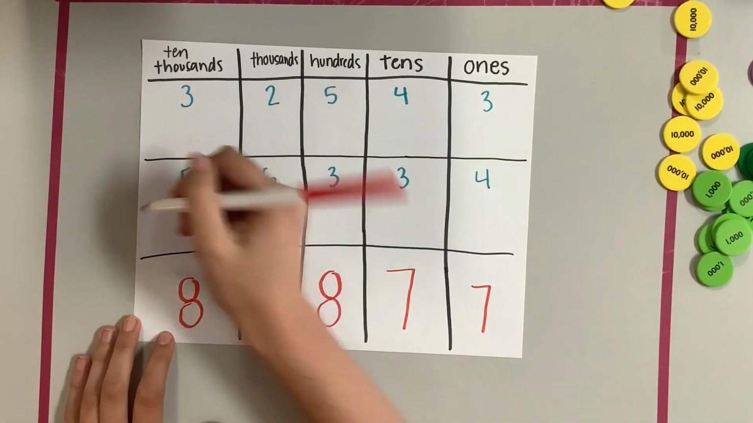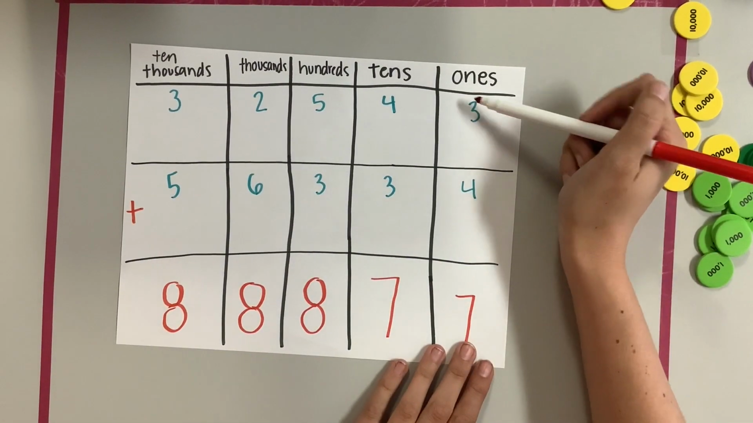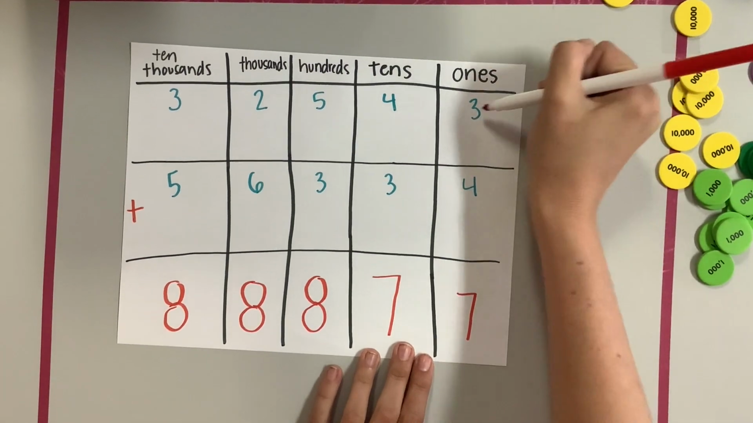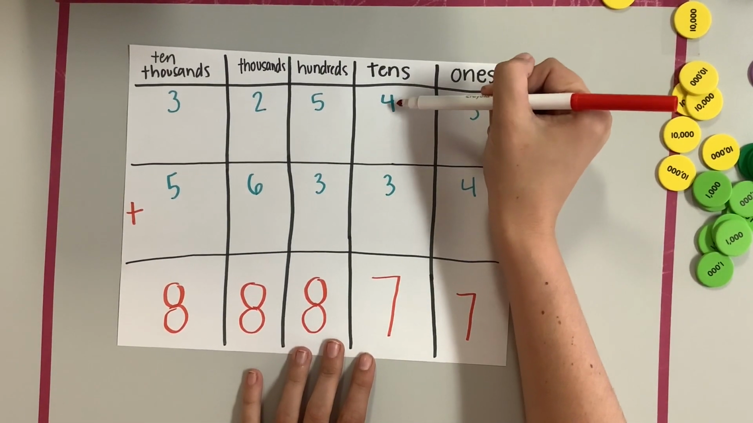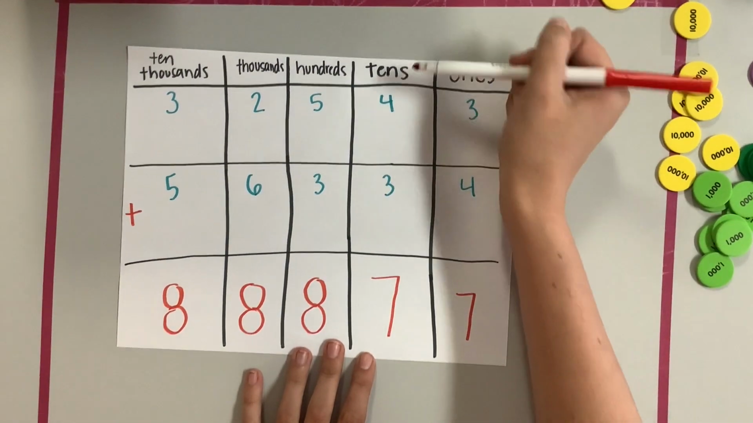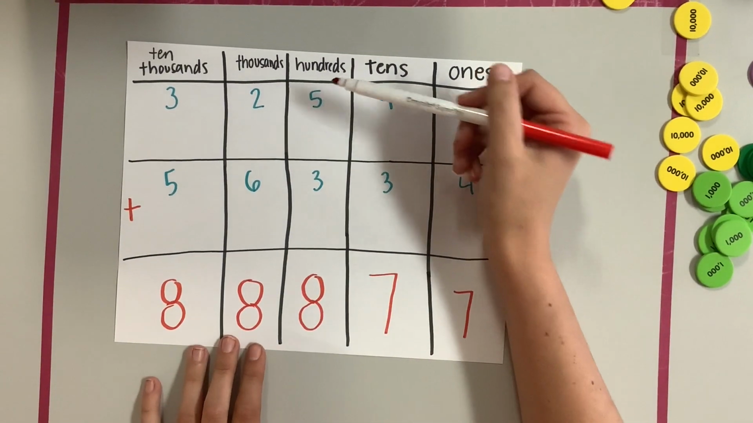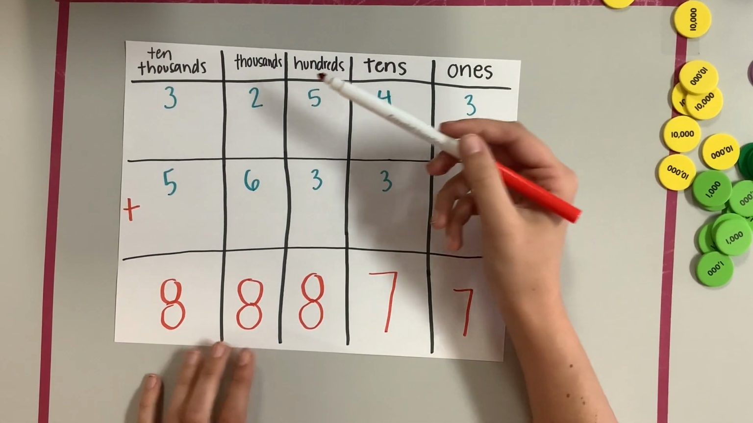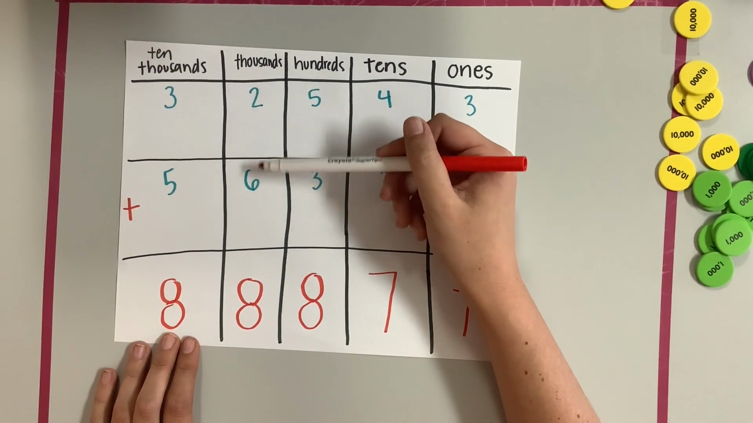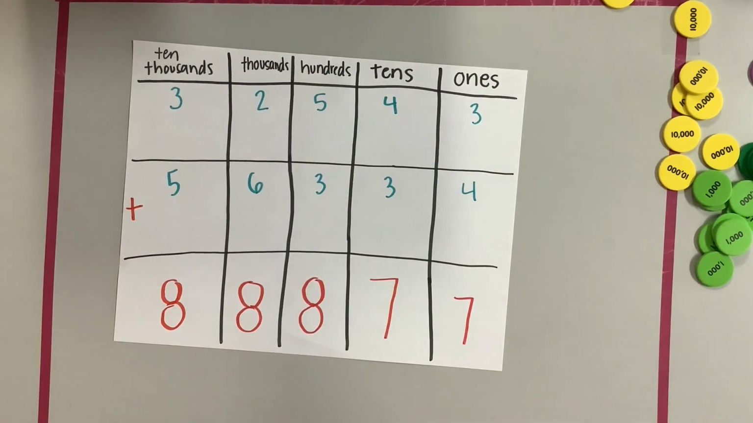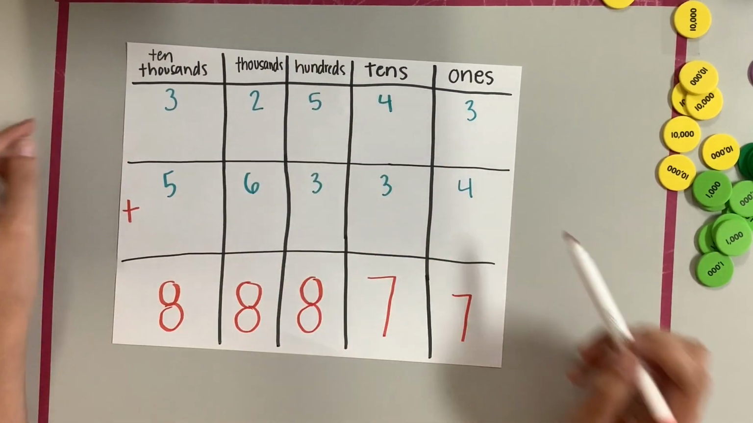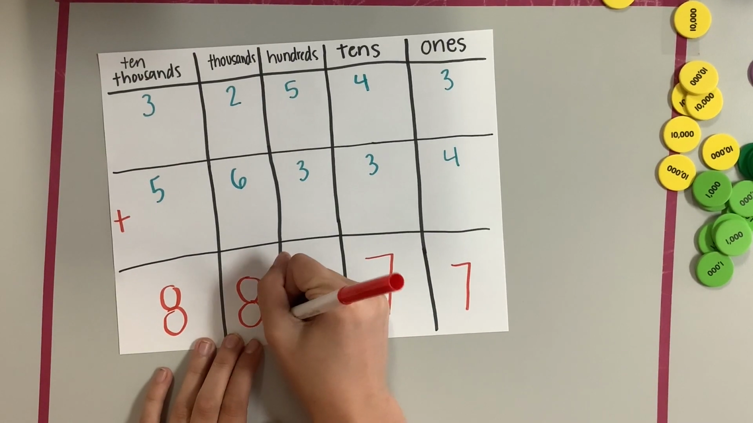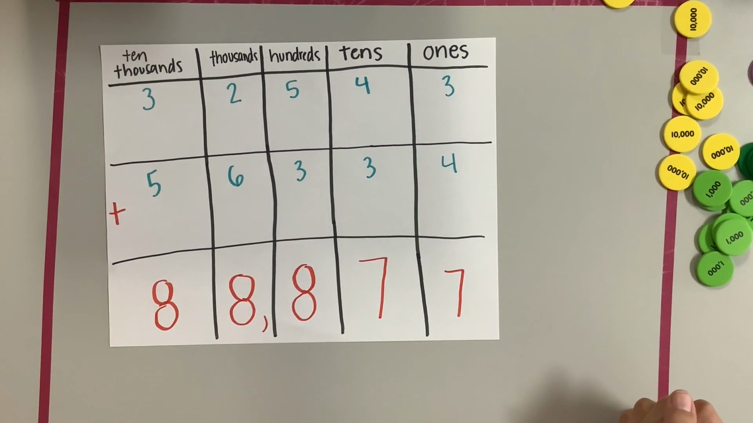So when I started with my ones and I added those together, 3 plus 4 is 7 ones. And then my tens. 4 tens plus 3 tens is 7 tens. Then my hundreds. 5 plus 3 is 800. Thousands. 2,000 plus 6,000 is 8,000. And then my 10,000s. This is 30,000 plus 50,000 is 80,000. So I have my answer. That's funny, there's a lot of 8s.